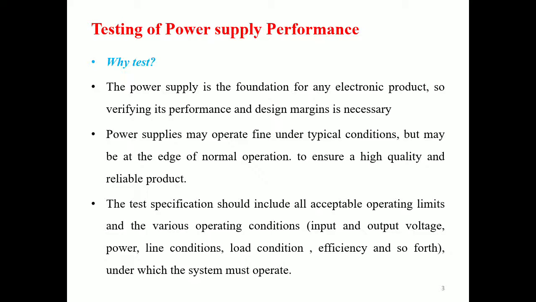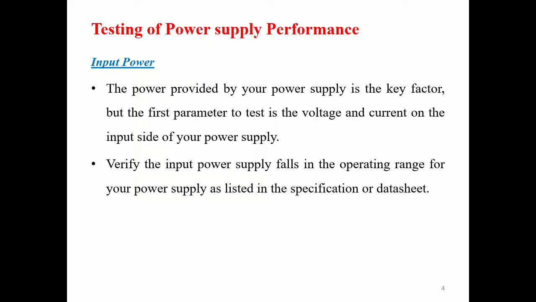Next, this power supply may be operated under typical conditions, and under all these conditions it should be ensured that our power supply is a high quality and reliable product. Next, the test specification should include all acceptable operating limits and the various operating conditions. So, what are the values? Input, output voltage, power, line condition, load condition, efficiency. Let us discuss one by one. Let us go to the input power.